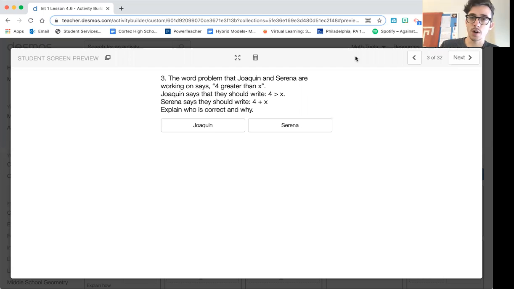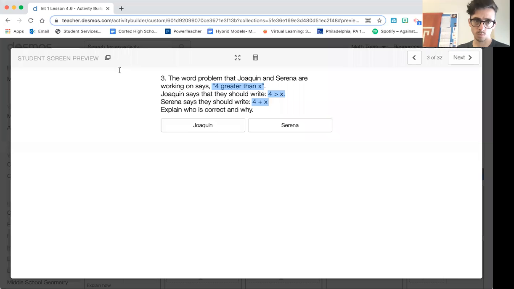Take a moment, read through this problem. Joaquin and Serena at it again. Let's read through this together. We have the word problem Joaquin and Serena are working on that says 4 greater than x. Joaquin says that they should write 4 greater than x. Serena says they should write 4 plus x. Explain who is correct and why.